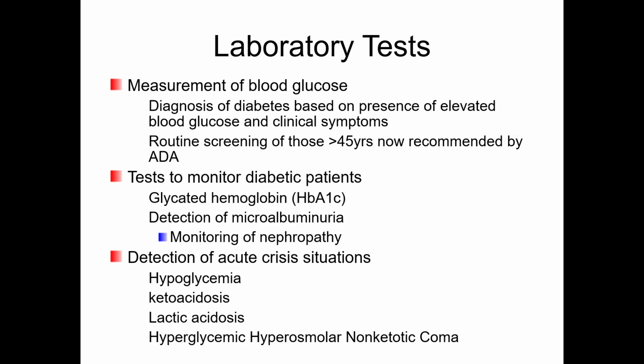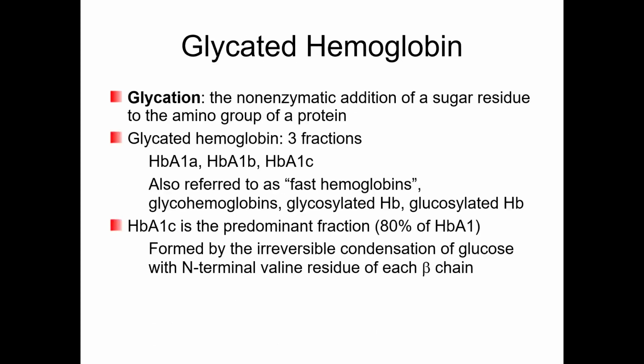So laboratory testing, in addition to the measurement of blood glucose, which is now routinely recommended for anyone greater than 45 years of age, there are tests to monitor the diabetic patient. So glycated hemoglobin, HbA1c, detection of microalbuminuria, monitoring of nephropathy, and these that are listed below. So this is a repeat slide from earlier. And we're going to talk about glycated hemoglobin now.